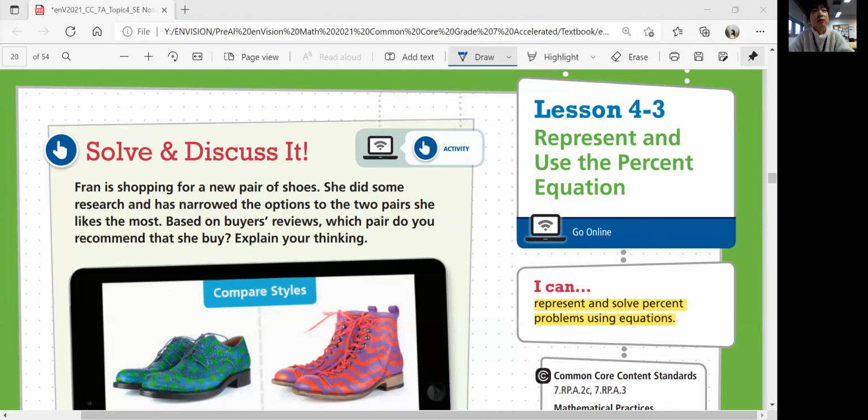Hi, this is Pre-Algebra lesson 4-3, represent and use the percent equation. In this lesson, you will be able to represent and solve percent problems using equations. Let's look at solve and discuss it.